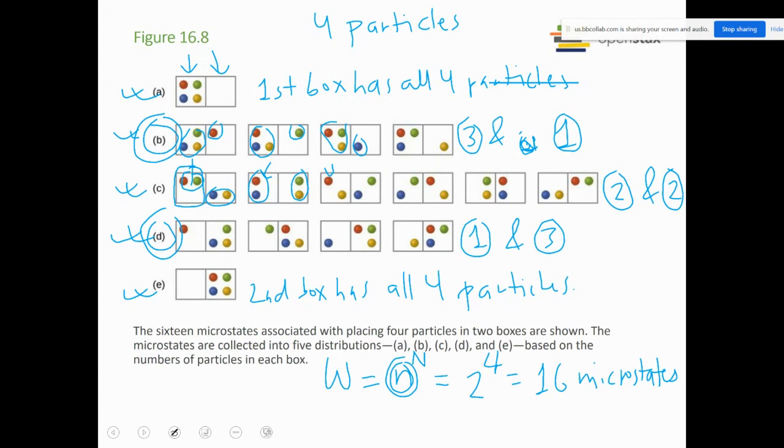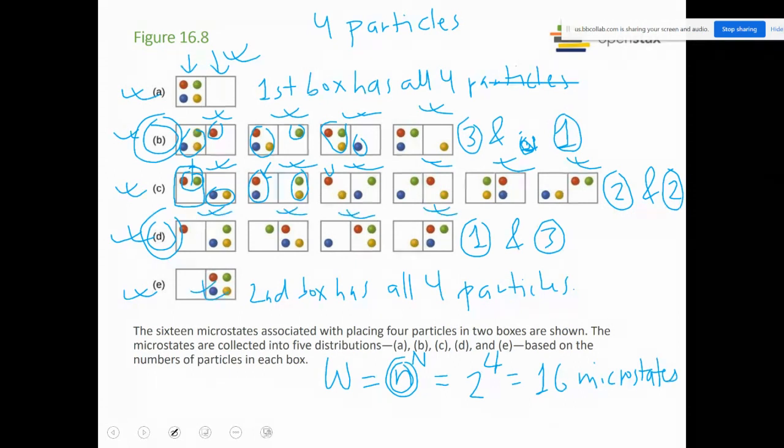Now let's count it. 1, 2, 3, 4, 5, 6, 7, 8, 9, 10, 11, 12, 13, 14, 15, and 16. And this is what it means by microstate. All right. This is how we can find the total number of microstates.